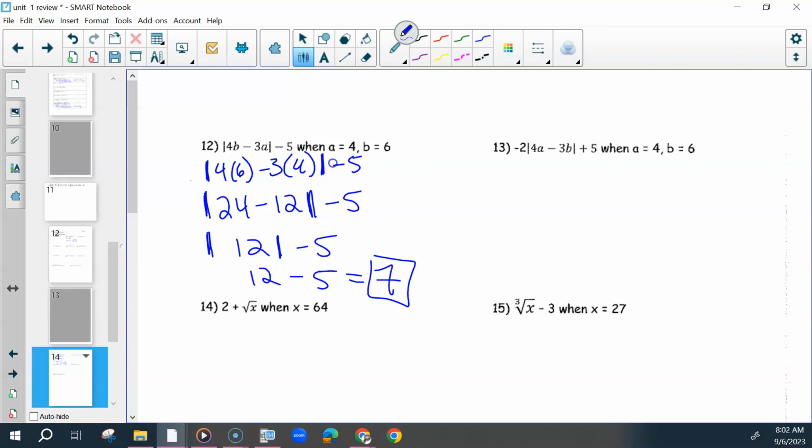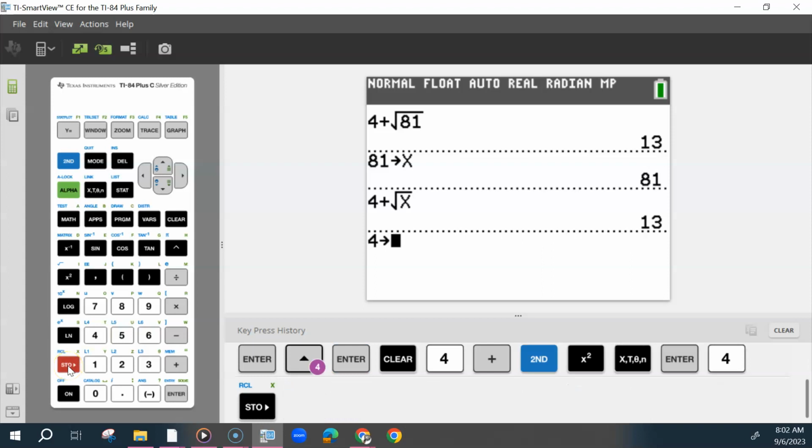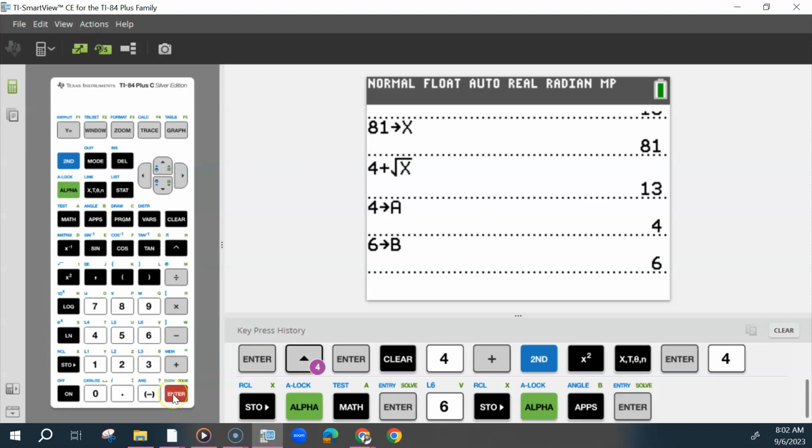Okay, I'm going to show this again in the calculator, but now I'm going to use 2 different variables. So we want A to be 4 and B to be 6. I'm going to type 4 STO, and then I want A, so that's in green, alpha times A, enter. I'm going to do the same thing for B, 6 STO, B is in green, so alpha times B, enter. And then I want to type in that entire expression with my variables. And again, you could have just done this with the numbers as well. That would have also worked.